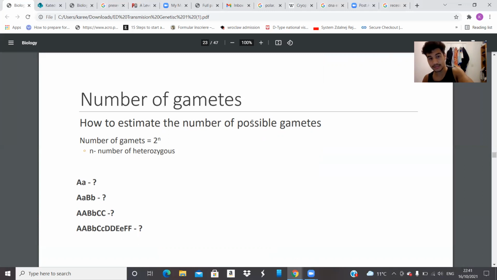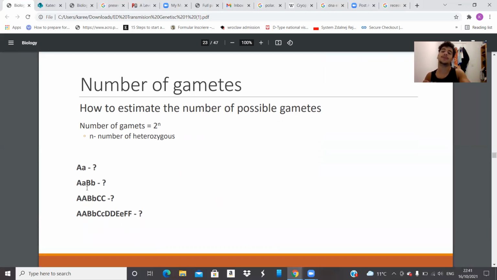So let's say an organism has a genotype, big A, small a. Then the number of gametes would be 2 to the power of n, where n is the number of heterozygotes. Heterozygous means one allele of each, so A and a, that they're different. That's one heterozygous, so 2 to the power of 1 is 2.